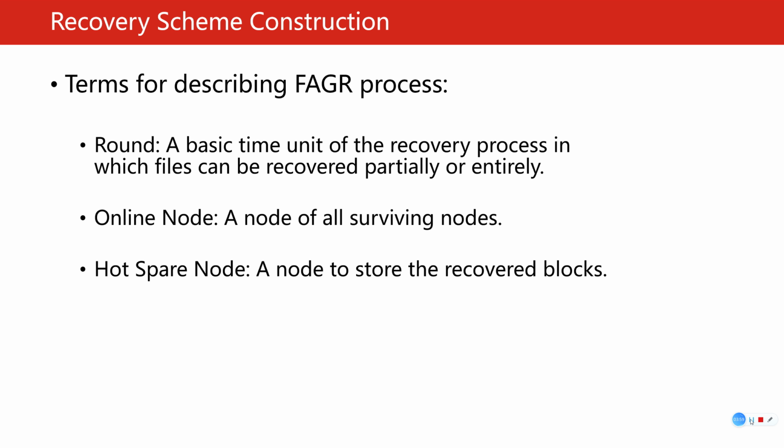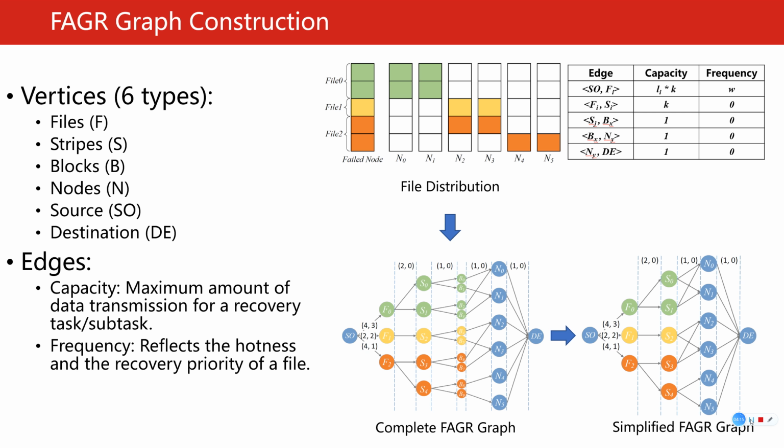Next, I introduce terms in FAGR. Round is a basic time unit of the recovery process, in which files can be recovered partially or entirely. An online node is one of all surviving nodes. A hot spare node is a node to store the recovered blocks.